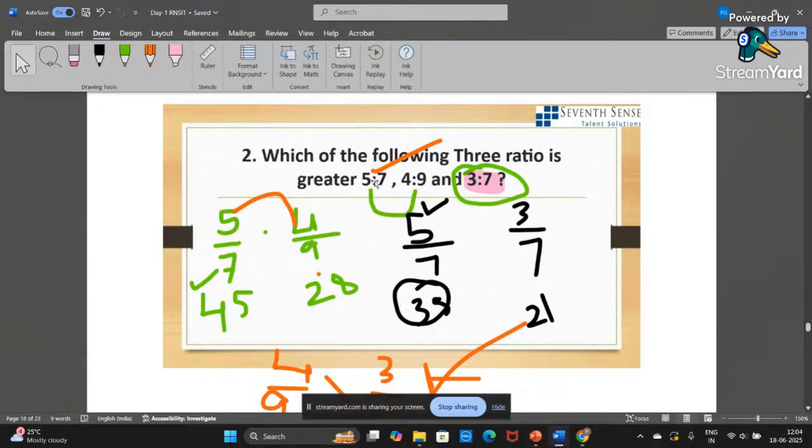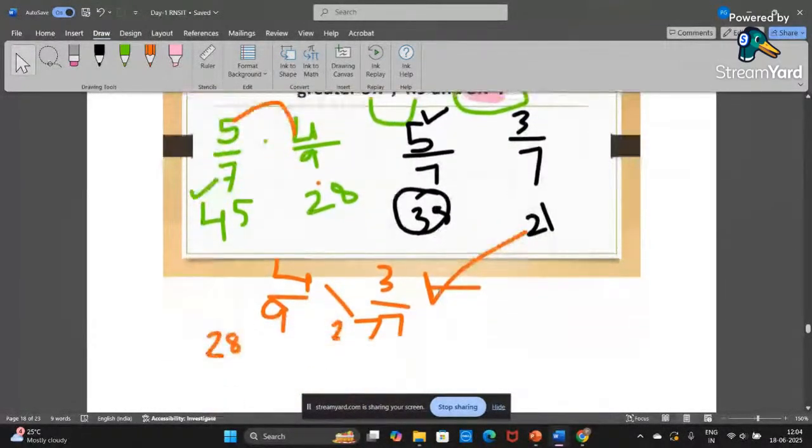So first I've taken 5 by 7 and 4 by 9. In that, we came to know that 5 by 7 is a bigger one. So take that 5 by 7 and the left out one, 3 by 7. So 5 by 7 and 3 by 7. Just do the cross multiplication, and among those two, we came to know that 5 by 7 is a bigger one.